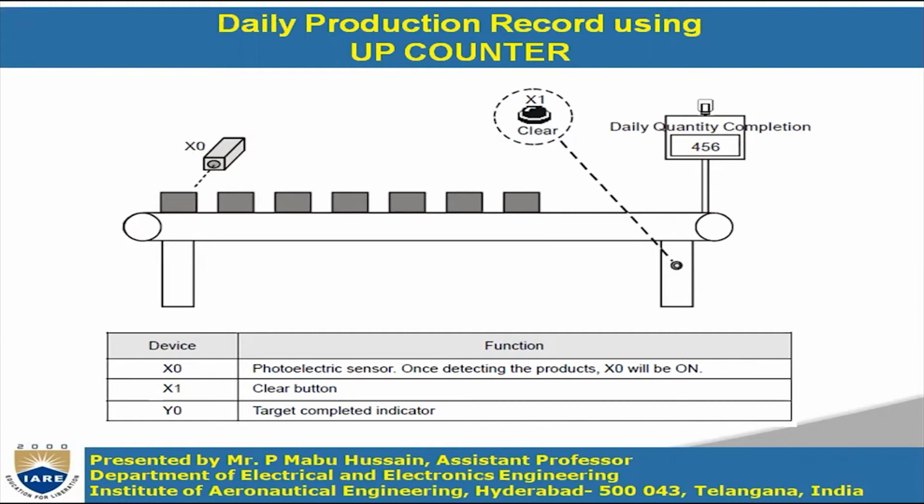Whenever the target is reached, an alarm will glow. So this is the example of an up counter. Now let us implement this daily production record using the up counter.